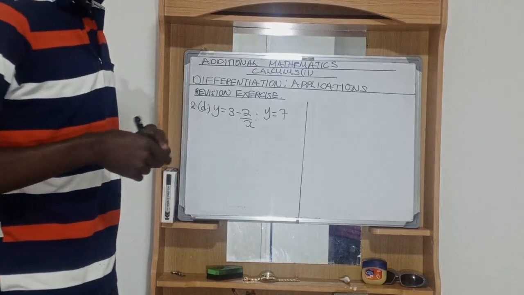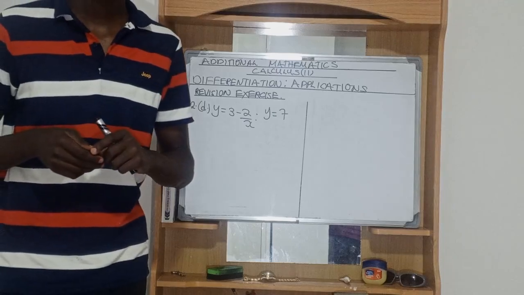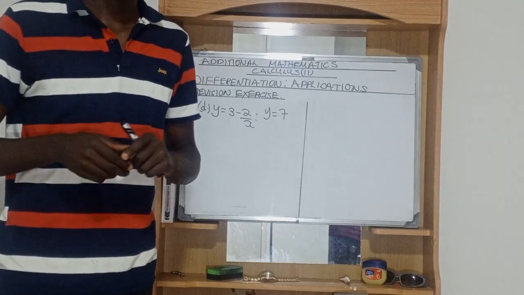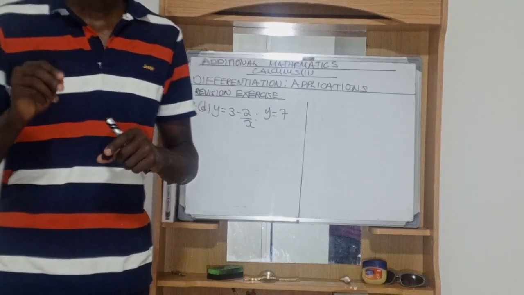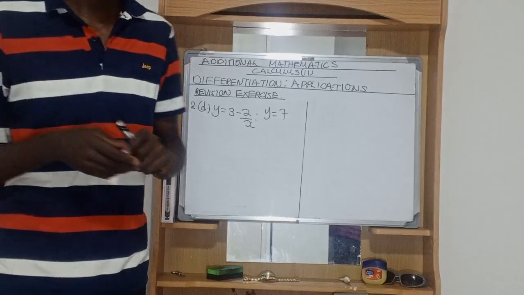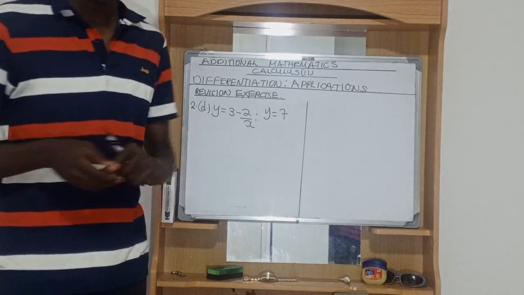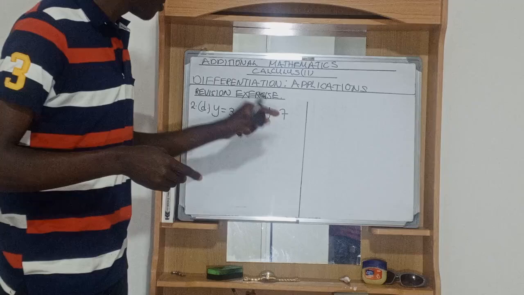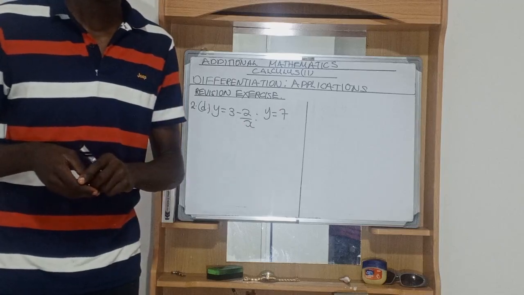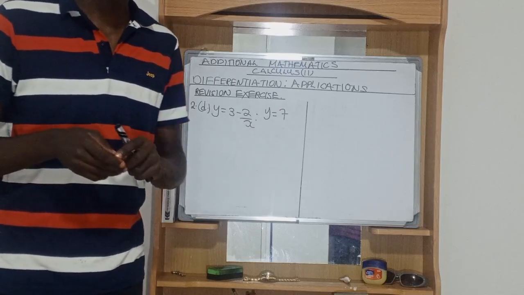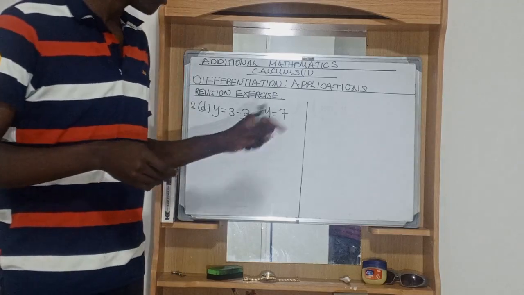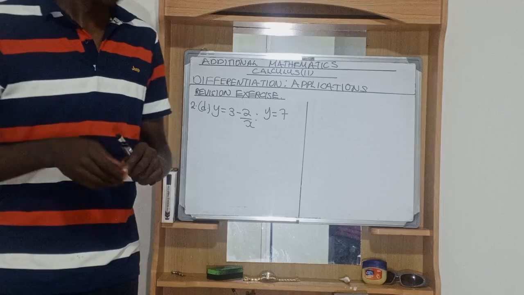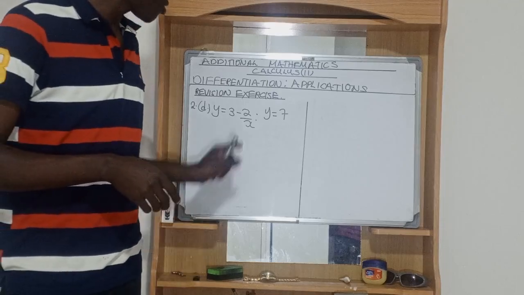Now, this is question D, the last question of the revision exercise, which reads: find the equations of the tangent and the normal to this curve at the point where y is equal to 7. Take note, they are saying that to find the x-coordinate, you need to use y is equal to 7. So our first step is to differentiate this curve.